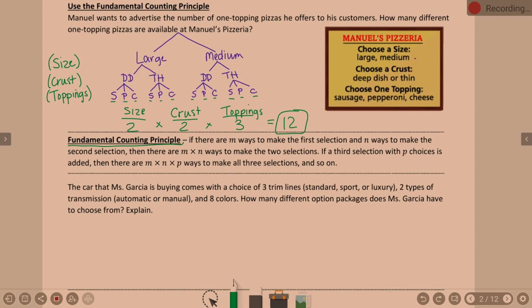So let's look at this one. The car that Ms. Garcia is buying comes with a choice of 3 trim lines, standard, sport, or luxury, 2 types of transmission, automatic or manual, and 8 colors. How many different option packages does Ms. Garcia have to choose from? What do you know?